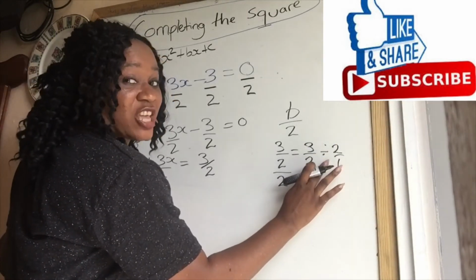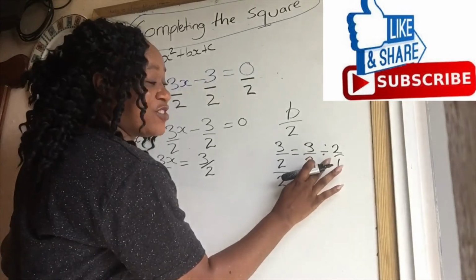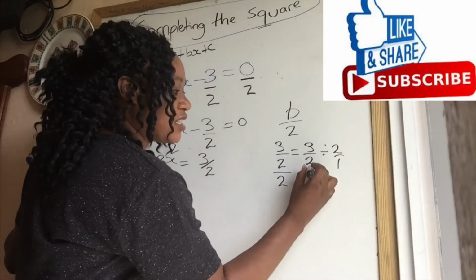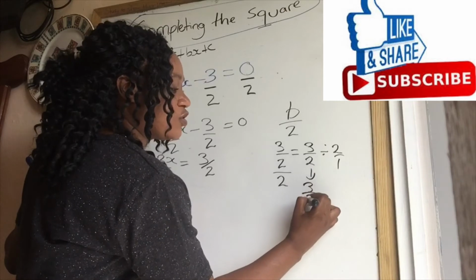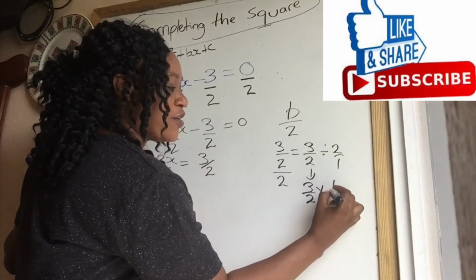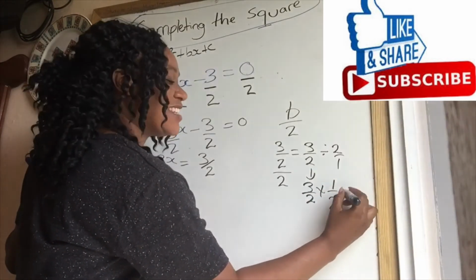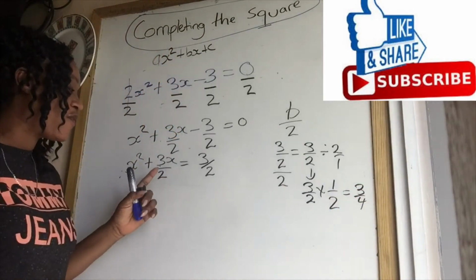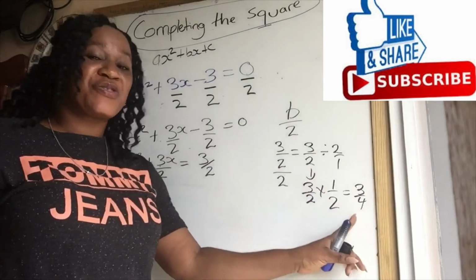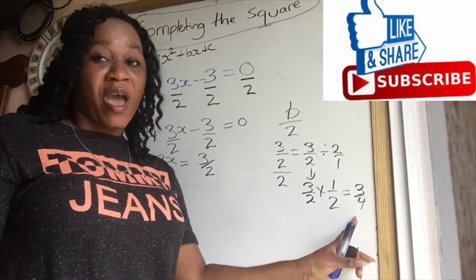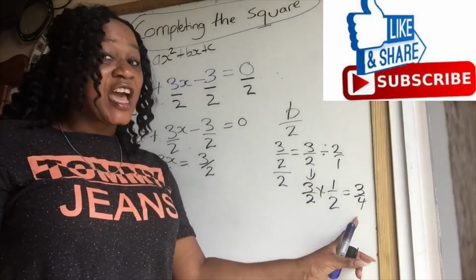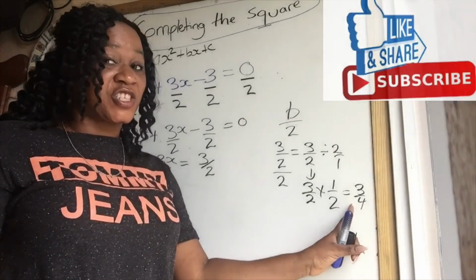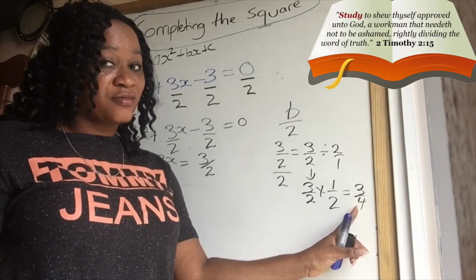Alright? So we're going to change the sign of division. We multiply. So this is the same as 3 over 2 multiplied by 1 over 2. Alright, so this is equal to 3 over 4. So half the coefficient of x is now 3 divided by 4. Alright, and remember that when we find half the coefficient of x, what we need to do?